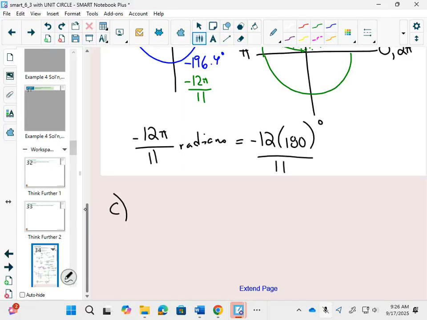So in part C, we don't have a pi. We have 7.5 radians. And I want to change it to degrees. So I would multiply by, and again, if you're thinking, what should I do, 180 over pi or pi over 180? I want the radians to cancel, so I need the radians on the bottom. That's telling me it's 180 over pi.